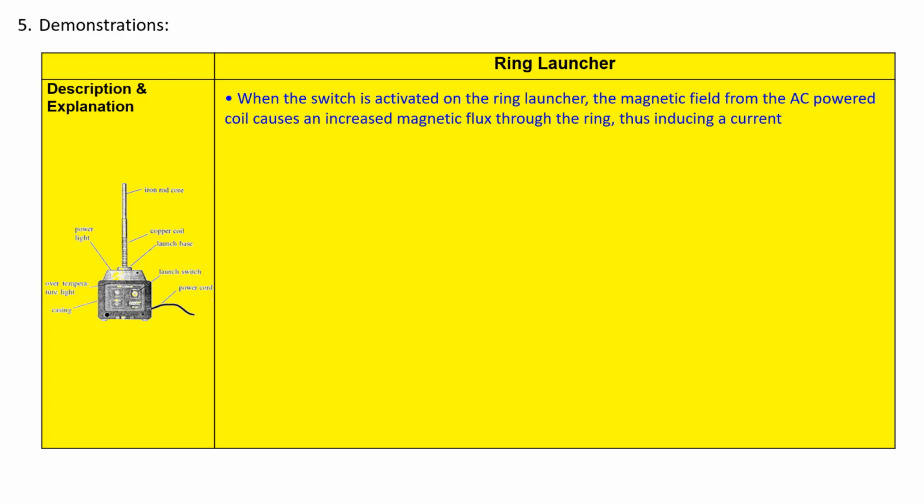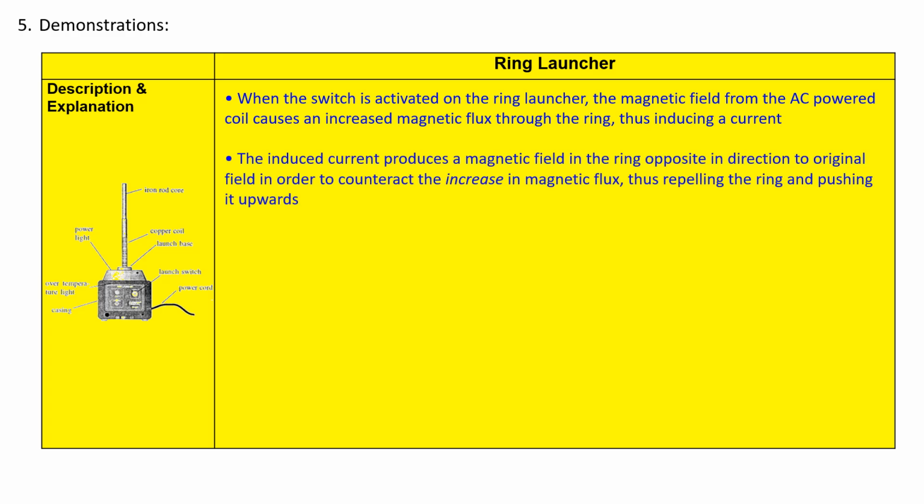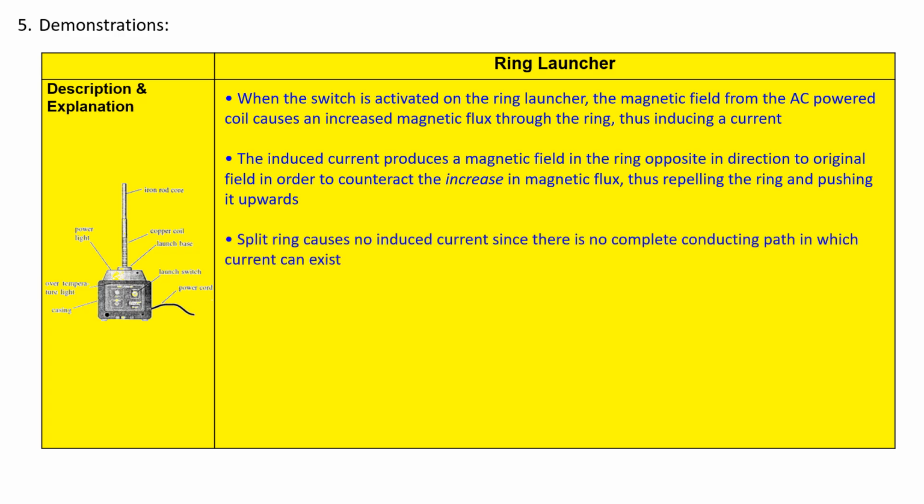So according to Lenz's law, this induced current, produced by this increased, changing magnetic flux, will create an induced magnetic field opposite in direction to the original magnetic field. That is because of the increase in magnetic flux through the ring's interior. So the induced magnetic field therefore opposes the original magnetic field in the coil, repelling it and pushing the ring upwards.